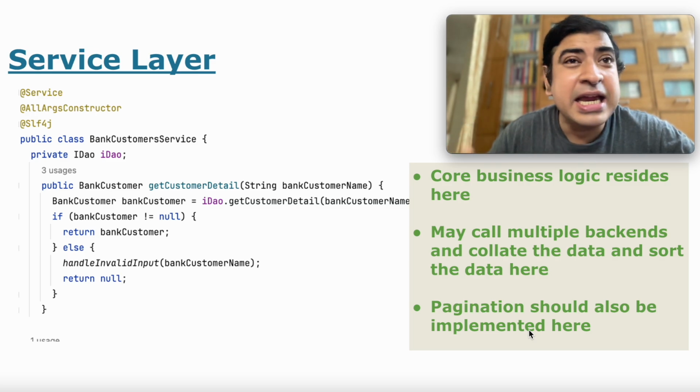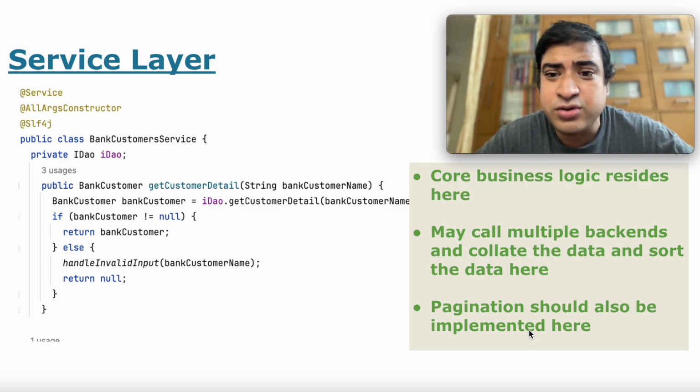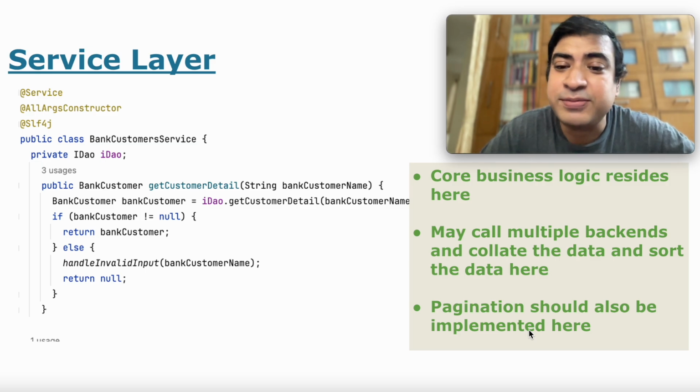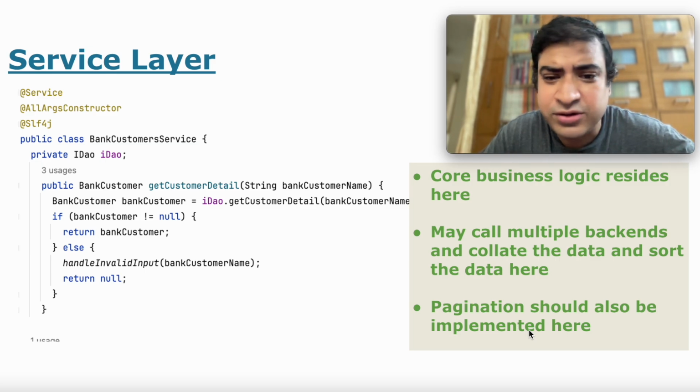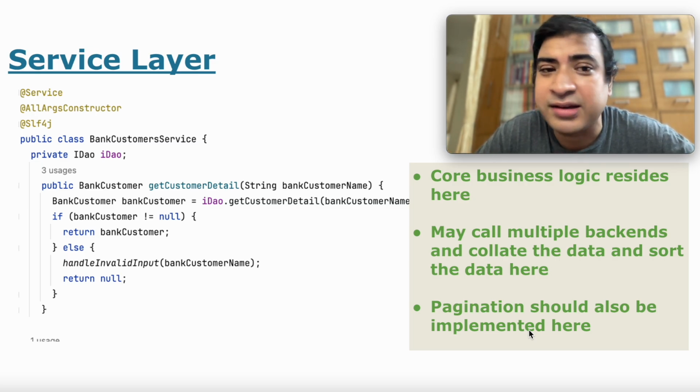Maybe in my service, I need to pull in data from multiple sources, and then I need to compare the data from multiple sources and then refine the data and then actually send the response back. So whatever I need to do based on the business logic, maybe I need to do some calculation based on the data and then send the response. So the core business logic should reside in the service layer.